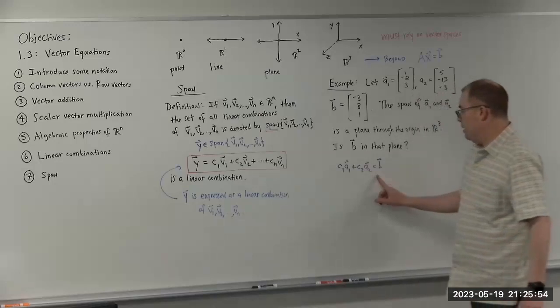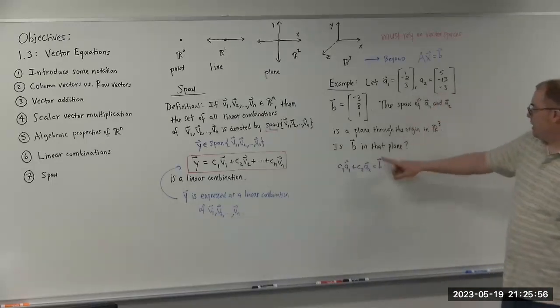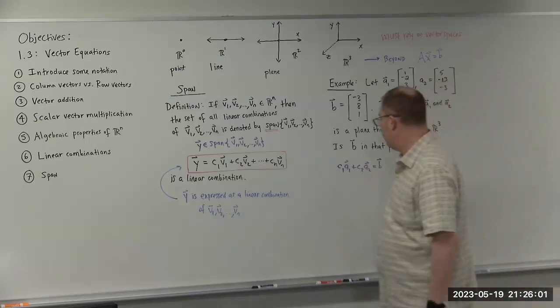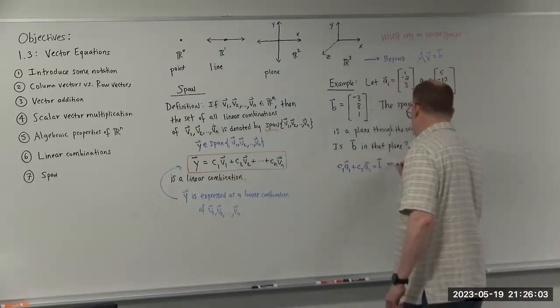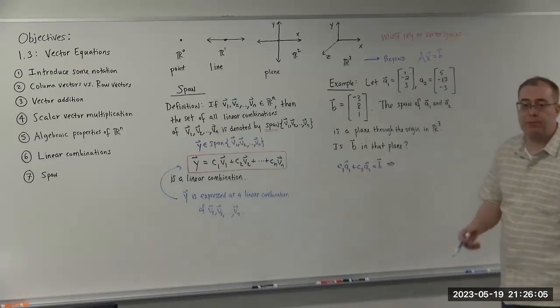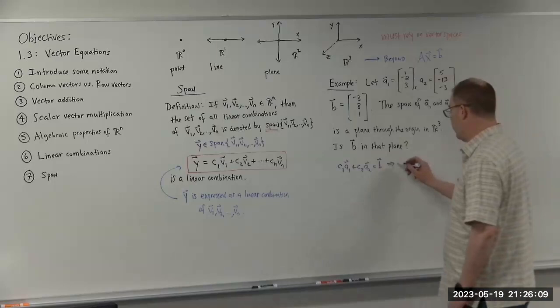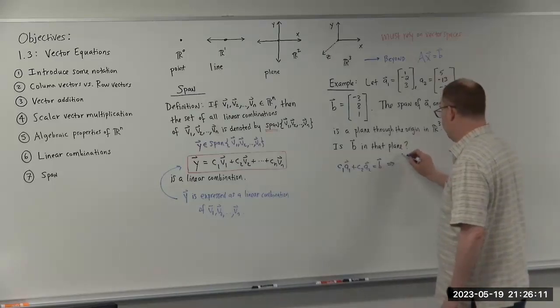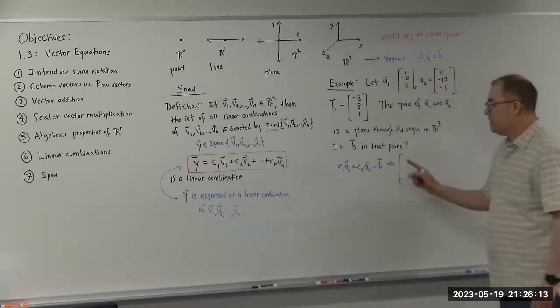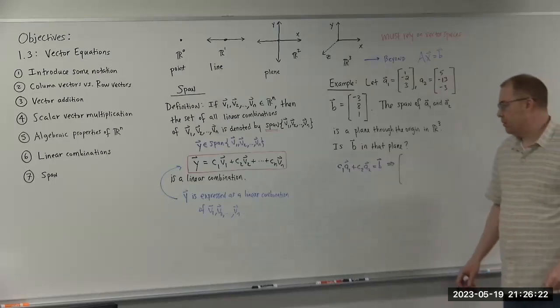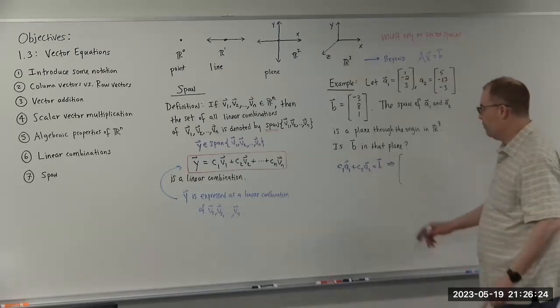Here's our vector B, here's A1 and A2. Is there a solution to this system? If there is, then that vector B must be in the plane, because that's what the geometry is telling us. This is very similar to one of the examples we did earlier, the linear combination example.